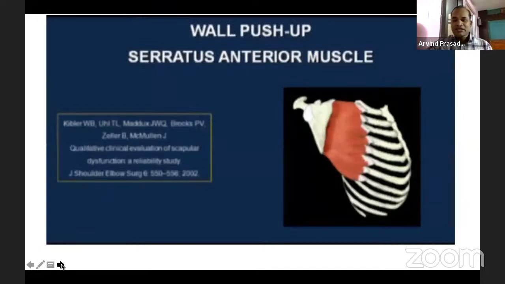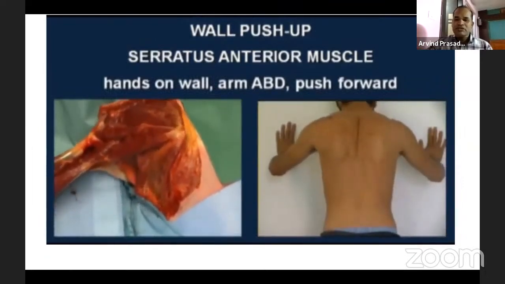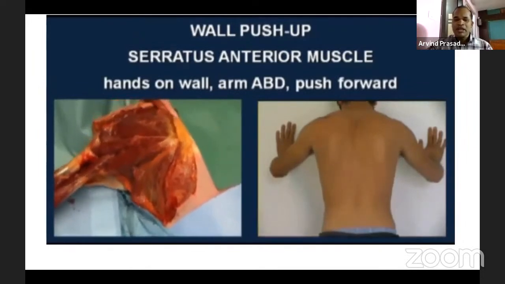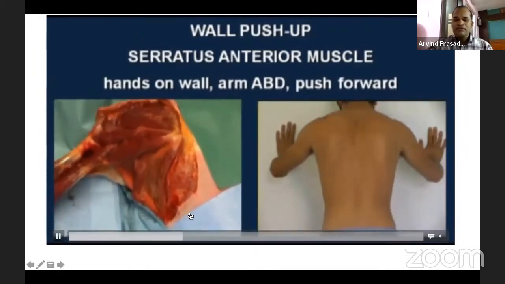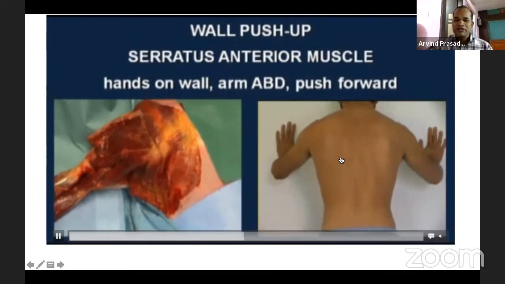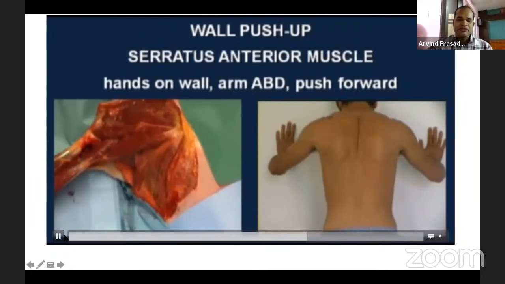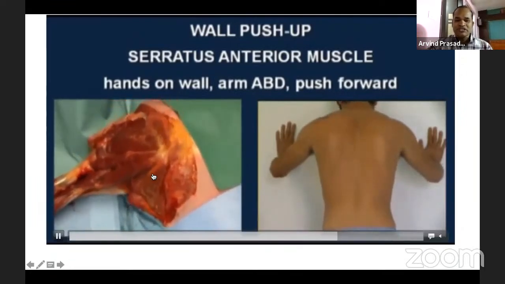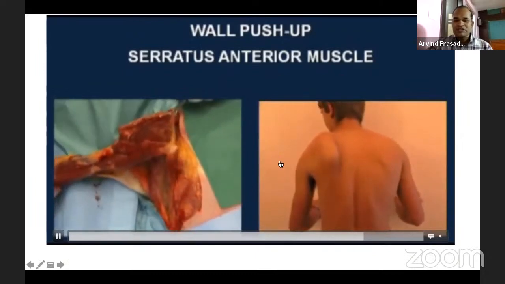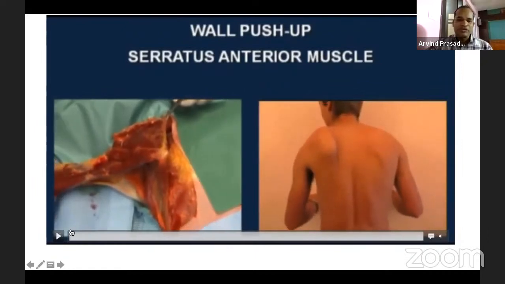The next is the inspection for winging of the scapula. This is the test for the serratus anterior muscle, in which the hand is placed on the wall with the arm in abduction, and the patient pushes forward, and we look for prominence of the scapula. Normally the serratus anterior holds the scapula against the chest wall. But when there is injury to the serratus anterior or its nerve supply, the medial border becomes prominent. So this is called winging of the scapula on pressing over the wall.